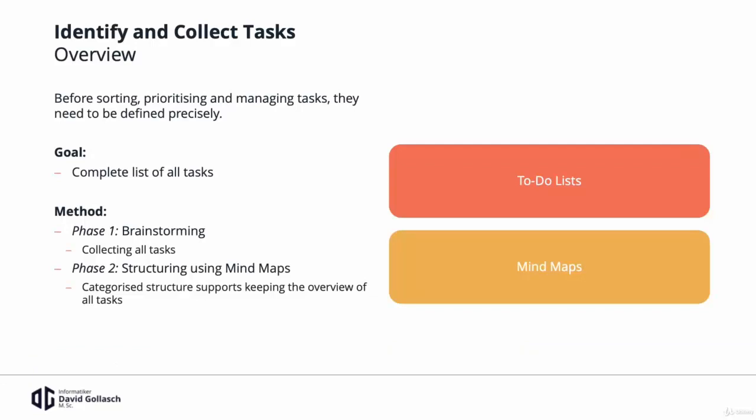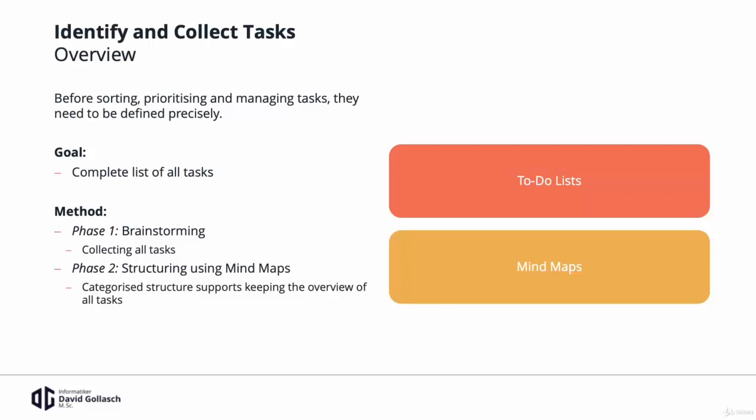First of all, let's have a look at what this part will cover here. First of all, it's important to know our goal. What we want to have is as complete as possible a list of all the tasks that we need to fulfill, because all further methods of time management assume that all those tasks that need to be done are known in advance. That's why it's important to know all the tasks that you need to fulfill in the first place, and that's why I propose a 2-phase method.